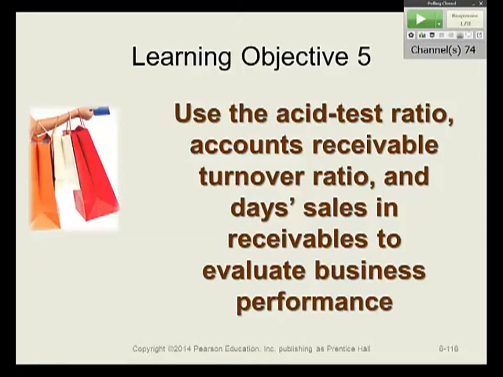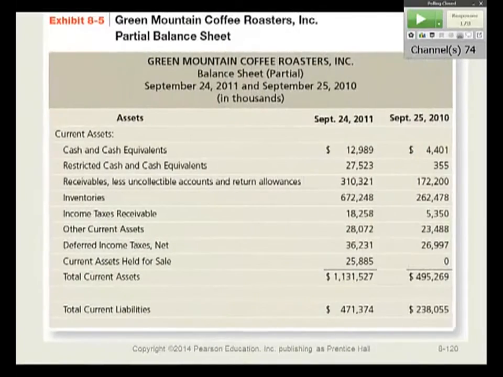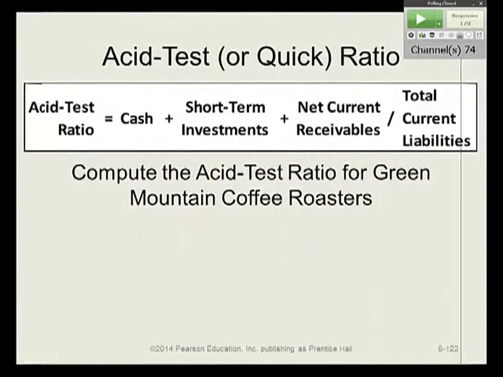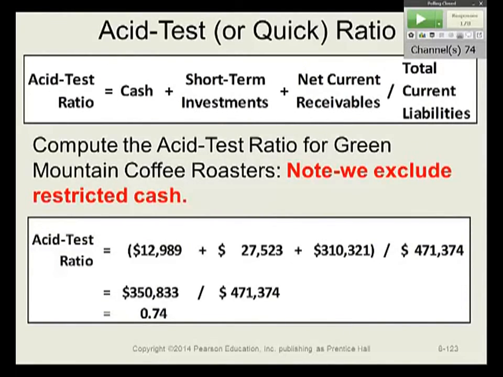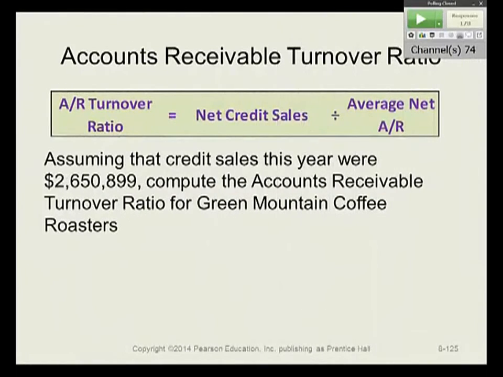Now, we already looked at inventory turnover and days sales in inventory. There is a similar ratio for receivables. So we're going to skip the acid test ratio, and we're going to go into the turnover ratio.